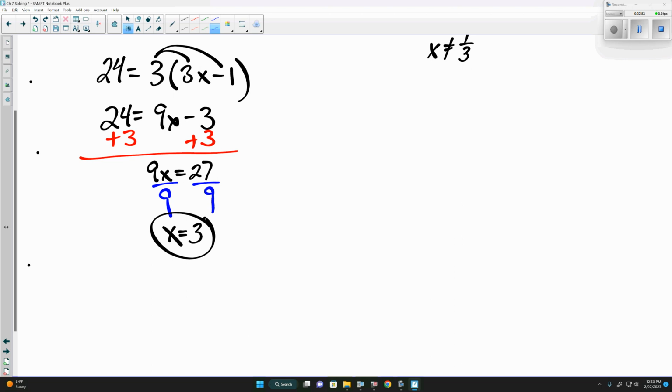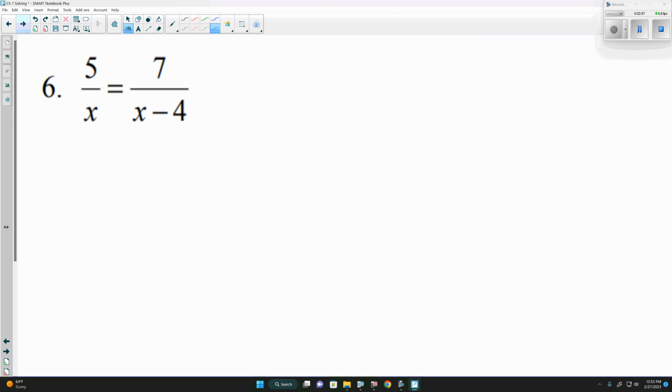Questions on this here? Be ready for the next one. Here, both denominators are already simplified. We don't have to factor. We have x and x minus 4. So since we don't have to factor, we can go on and find the restrictions.